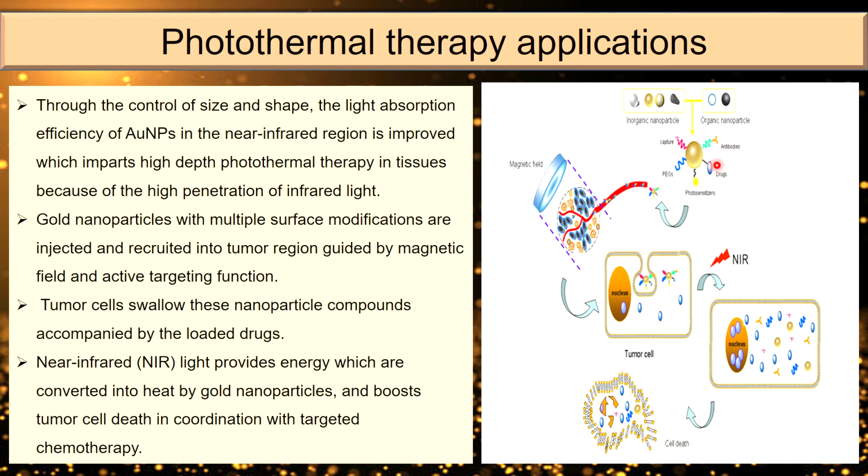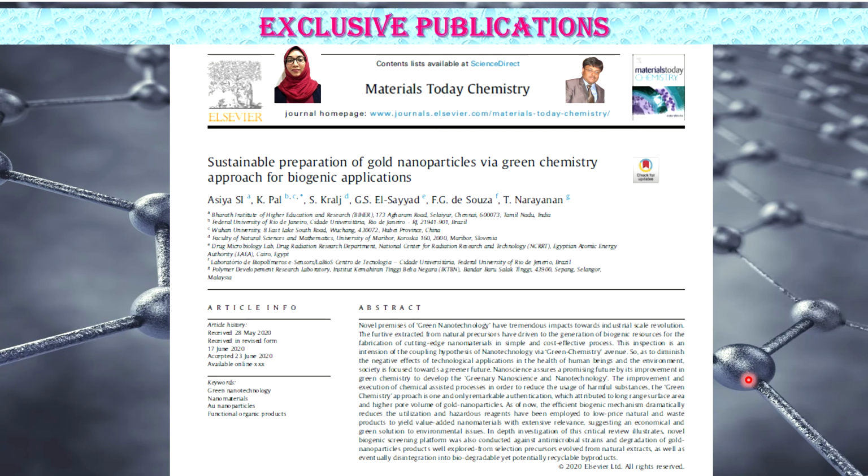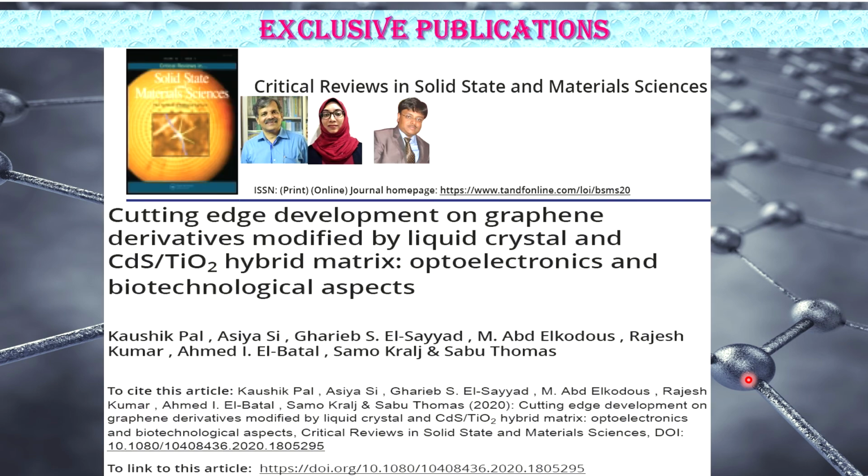And what we can see here is the gold nanoparticles are loaded with drugs, and are guided by this magnetic field towards the tumor cell. And when it is near the tumor cell, the tumor cell swallows this gold nanoparticle loaded with drugs, and the infrared light provides energy which is converted into heat by the gold nanoparticle and kills the tumor cell, thus achieving targeted chemotherapy. And this work was published in Materials Today Chemistry in 2020. And some other publications are shown here.